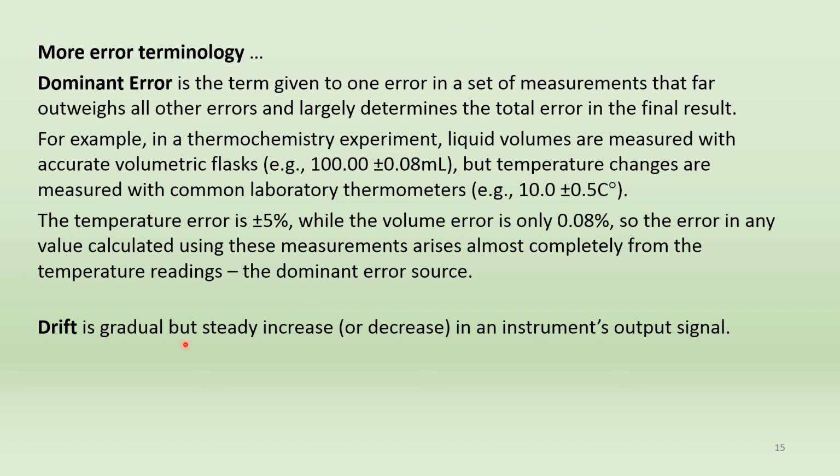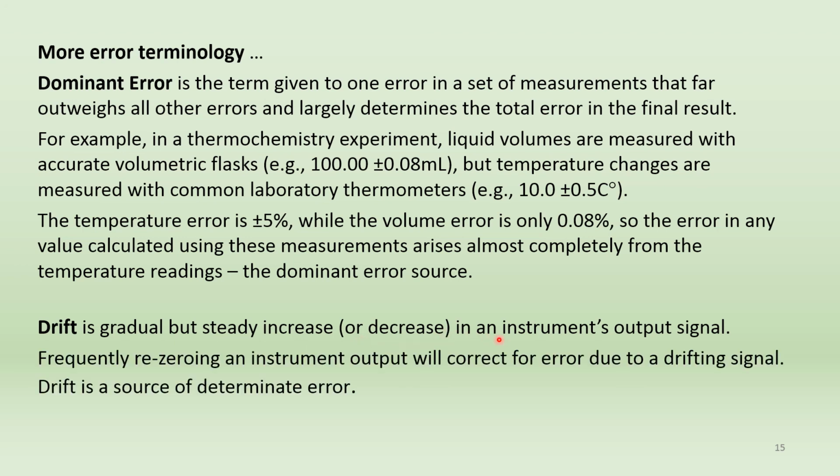Last one, drift. Drift is a gradual but steady increase or steady decrease in an instrument's output signal. Frequently rezeroing an instrument will correct for error due to a drifting signal. Now, drifting is a source of determinate error because it's continually in one direction.